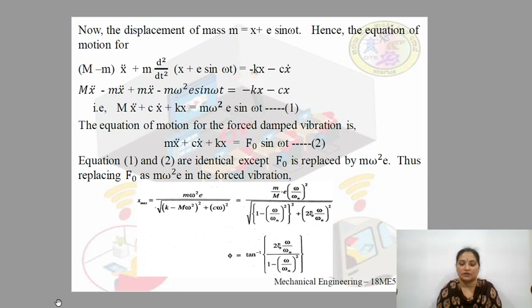Now the phase angle phi is tan inverse of 2 zeta omega by omega n divided by 1 minus (omega by omega n) whole square, that is tan inverse of y by x.